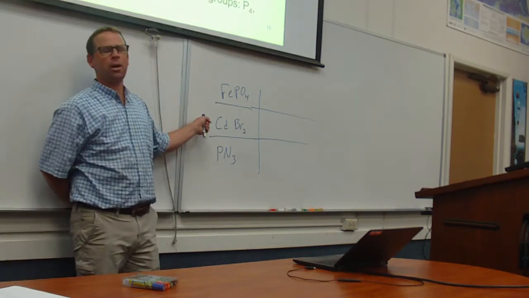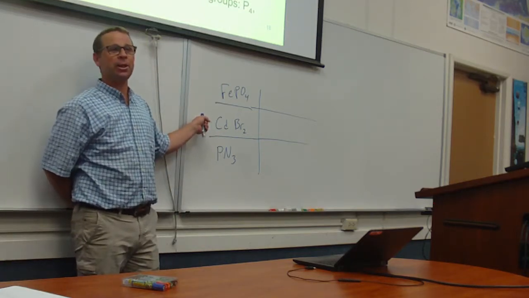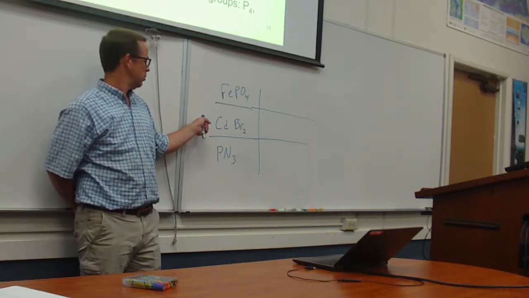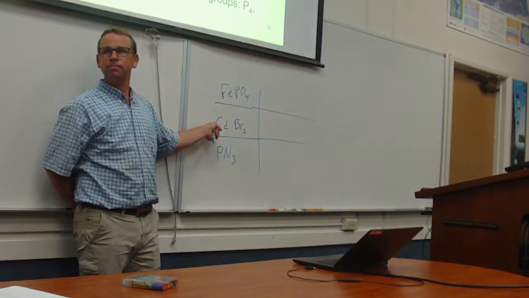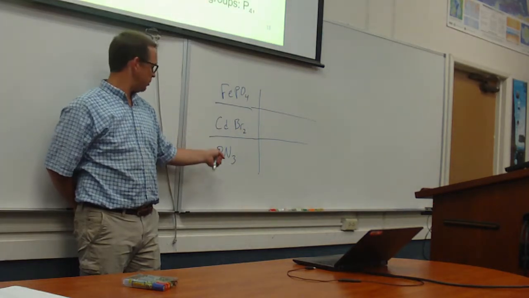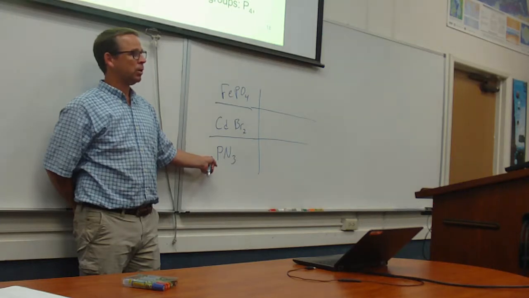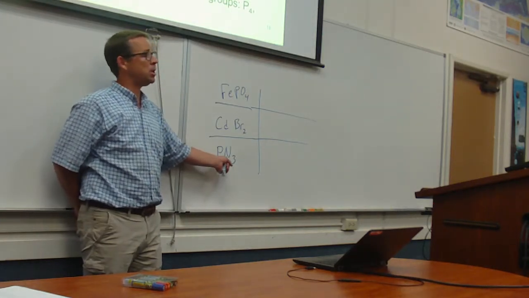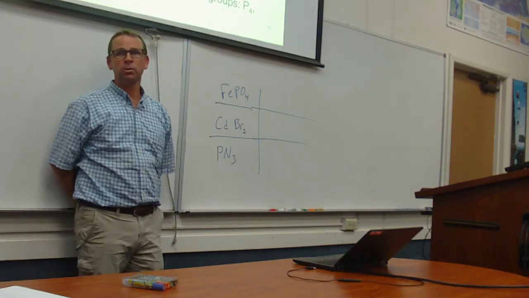Okay, metal or ionic or molecular? Ionic, because what is a metal? Cadmium's the metal. Is that making sense? Yes. Everybody getting that? All right. What about this one? Molecular. Phosphorus is a non-metal. Nitrogen is a non-metal as well. Right?